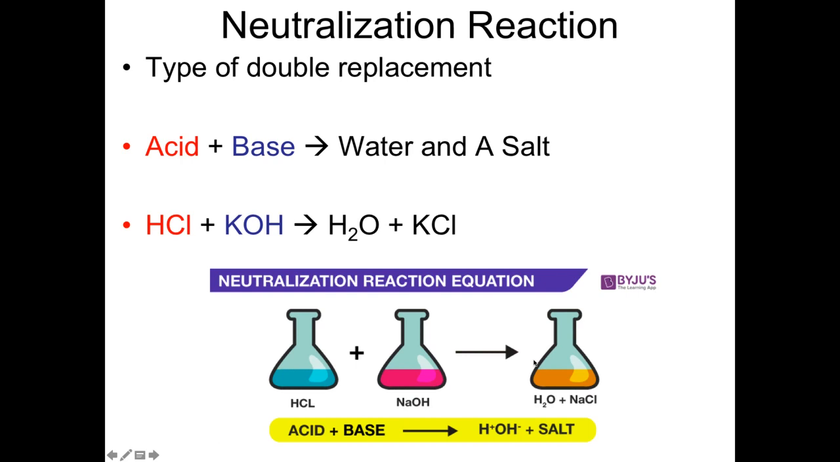So a type of double replacement reaction is a neutralization reaction. And what happens in a neutralization reaction is you're going to have an acid reacted with a base to get you water and a salt. So you have HCl plus KOH. That's going to get you H2O. And the salt for this one is a broad category that means more than table salt, NaCl. And for this case, it's going to be KCl.